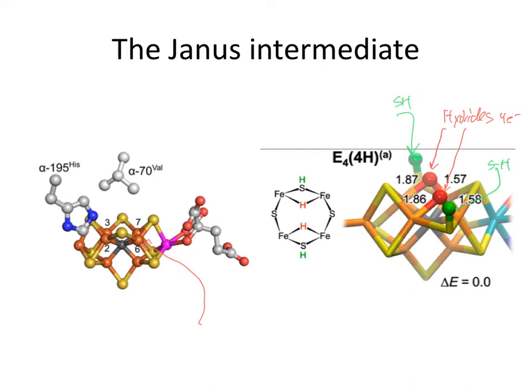In the absence of the dinitrogen substrate, this process will still go through to form the Janus intermediate. It then releases dihydrogen, which I'll talk about on the next slide, and it regenerates the E0 state. So these are non-productive reducing equivalents that take place when dinitrogen is not present in the binding pocket for the enzyme.